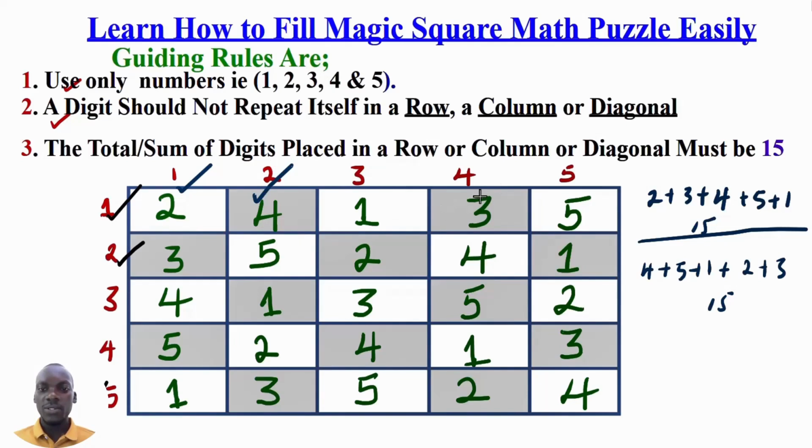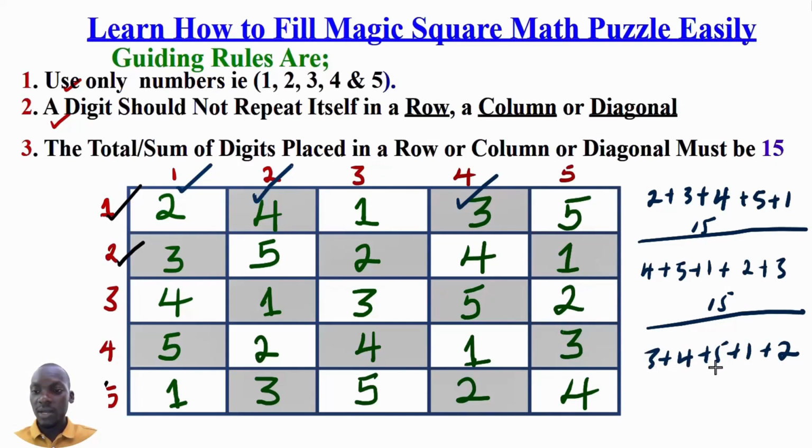We can now also sample column number 4. So in column number 4, we are adding 3 plus 4 plus 5 plus 1 plus 2. So 3 plus 4, that is 7. 7 plus 5, that is 12. 12 plus 1, that is 13. 13 plus 2, that is 15. So that means column number 4 is also abiding by rule number 3.